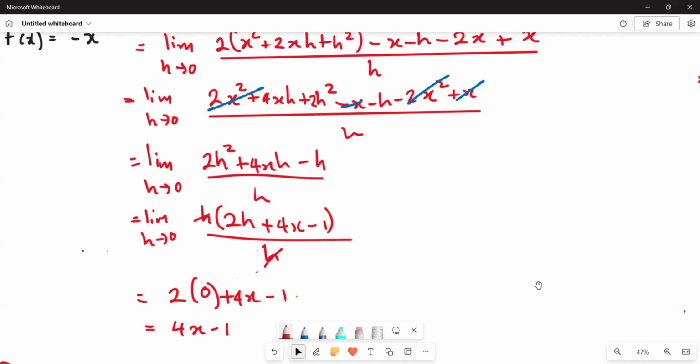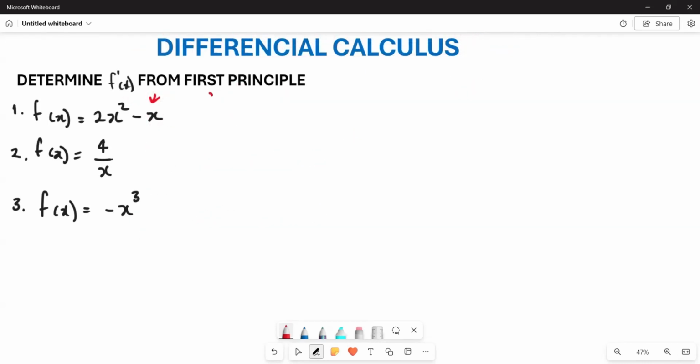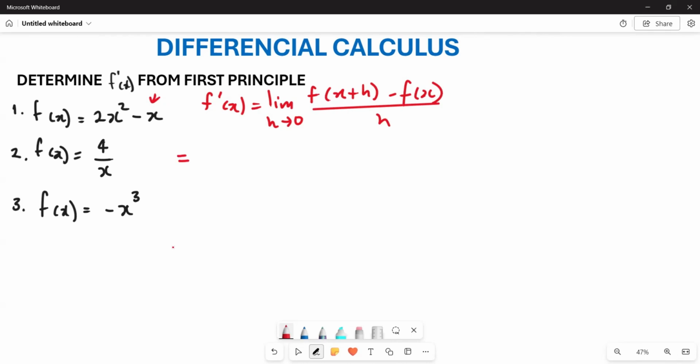Once again, you are going to start by writing the first derivative of f(x), which is equal to the limit as h approaches 0 of f of x plus h subtract f of x, all over h. And now, what is it that you are going to have here? This is going to be your limit as h approaches 0.